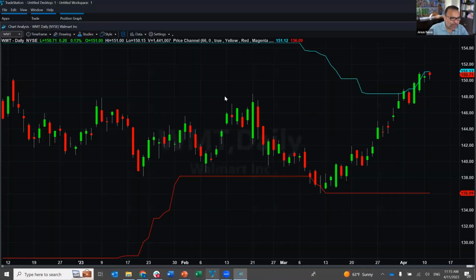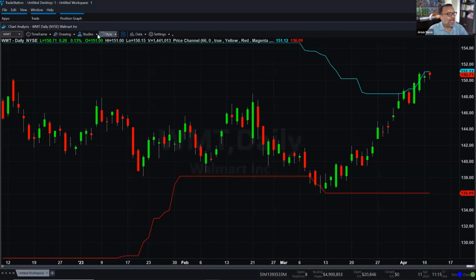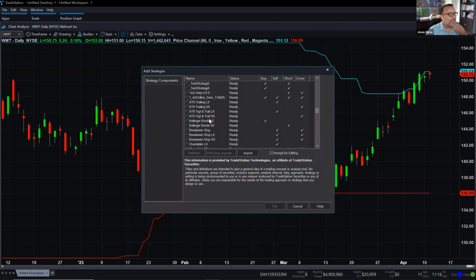So if I go back here to my chart and I add a strategy, let me go ahead and do that, because it's interesting that all these three indicators that we're going to talk about, they all have a strategy that is based on the same concept. So you can put that strategy on the chart to see how the idea played out. I'm going to go here to add strategy and take a look at the price channel strategy. All right, price channel.